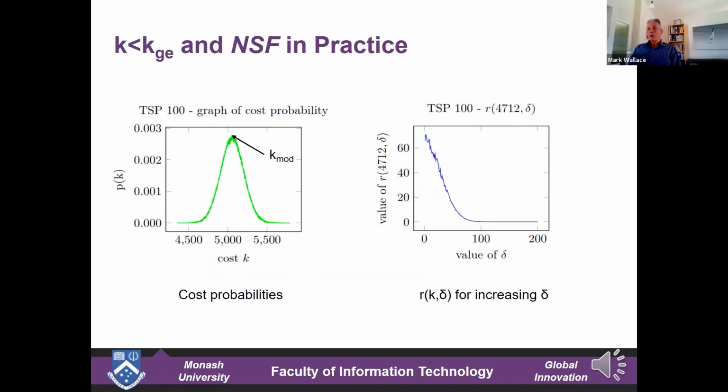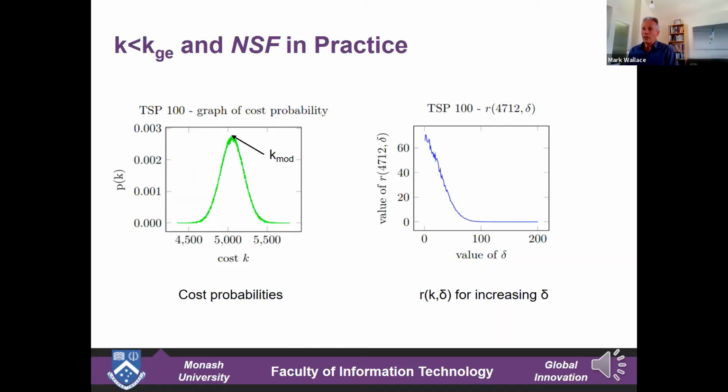So now let's look at this in practice. We take this TSP 100, and we've got this modal fitness, which is the one with the greatest probability. And we look at the values of RK delta. As delta increases, so we're improving from the fitness of, I think it was 4,712, that was the modal fitness. As delta increases, RK delta decreases, and we see that decreasing as we go from 1 right the way down to 200.